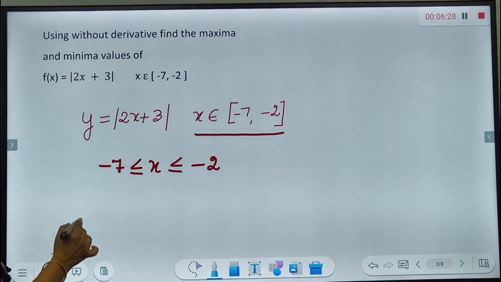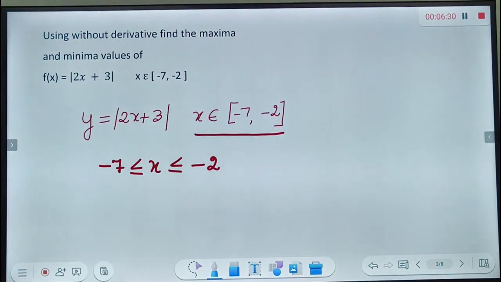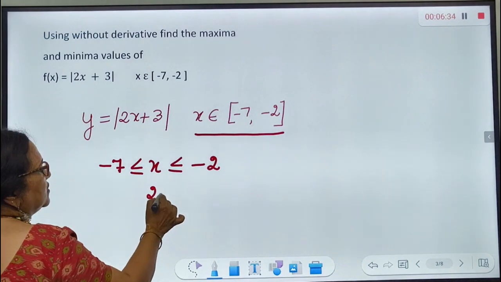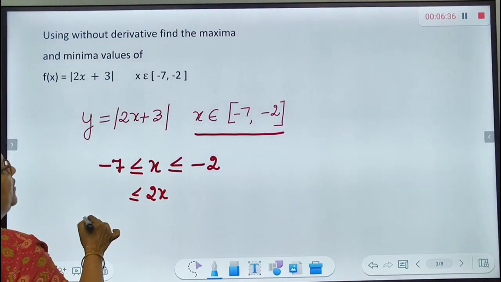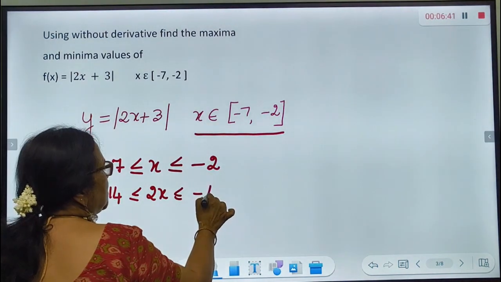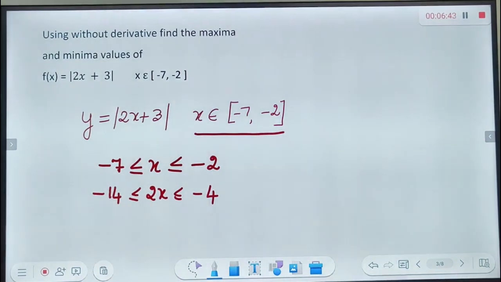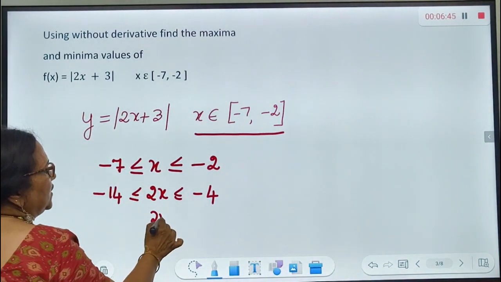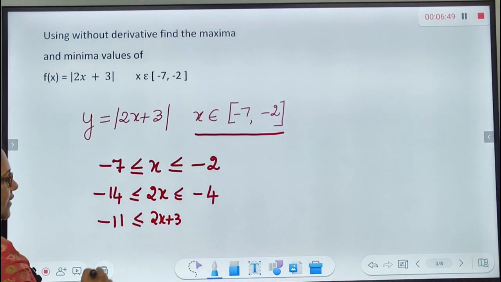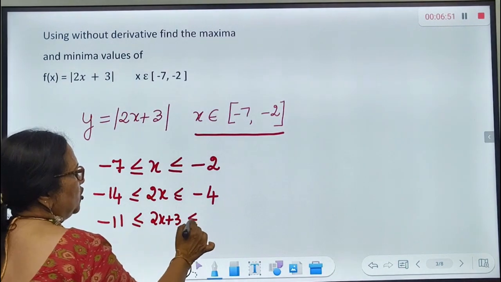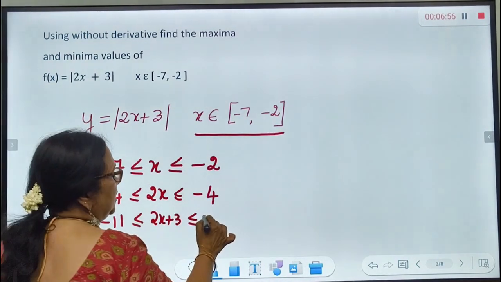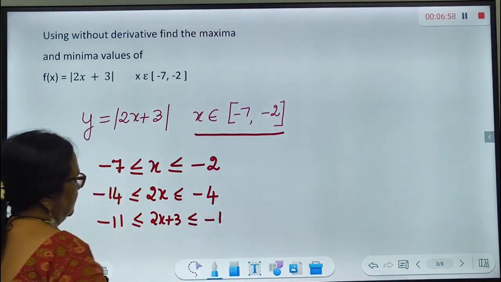I want 2x plus 3. See, this is for x. But I want to explore 2x plus 3. So, 2x will lie between -14 and -4. Then let me add 3 to the inequality. So I will get -11 less than or equal to 2x plus 3 less than or equal to, what I have done, I am adding 3, so -4 plus 3, which is -1.